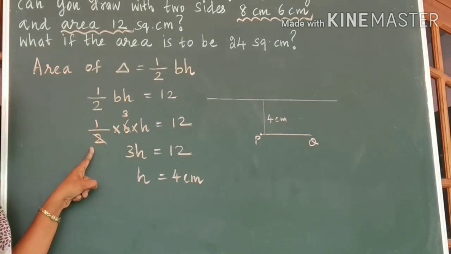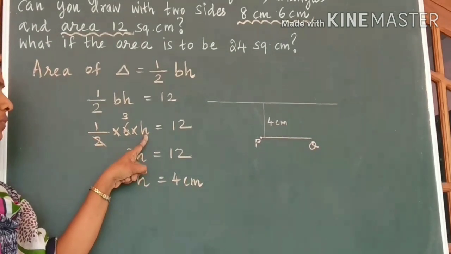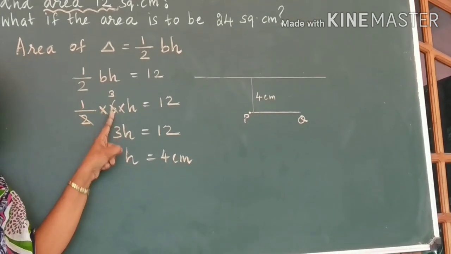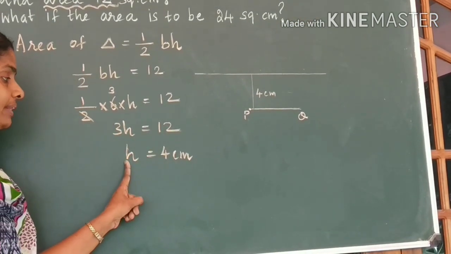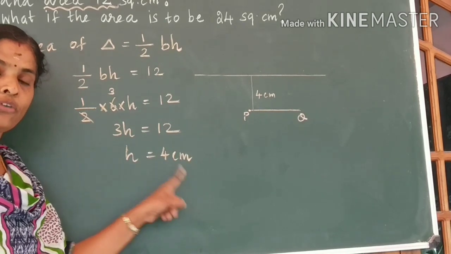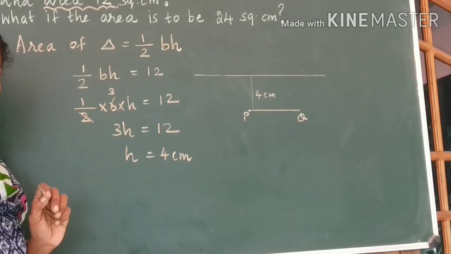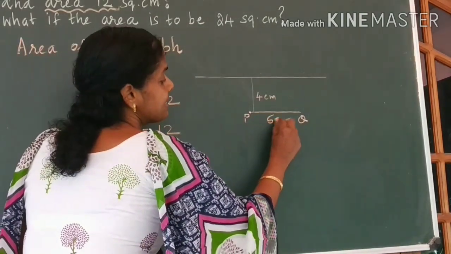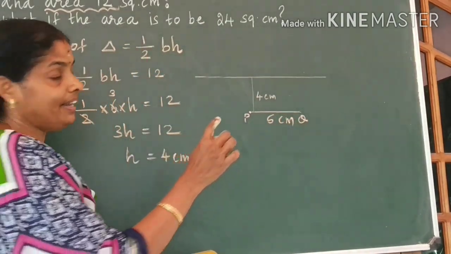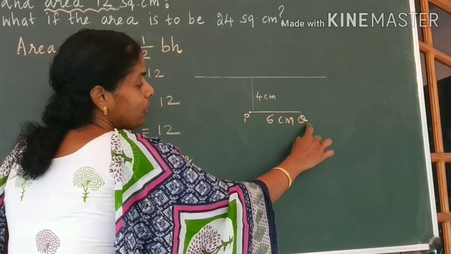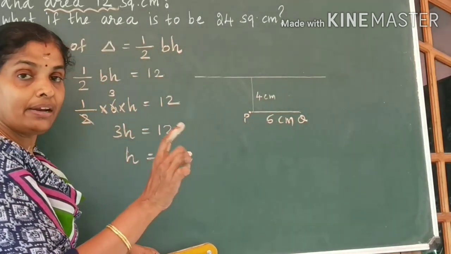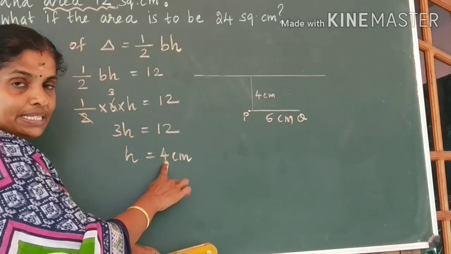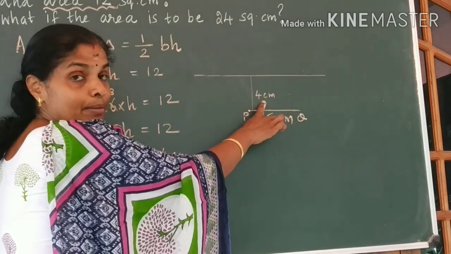So half into 6 into h is equal to 12. 2 cancels with 6. 3h is equal to 12. Therefore h is equal to 4 centimeter. So our base is going to be 6 centimeter. I have drawn the figure here. I have drawn PQ, which is 6 centimeter. Draw the perpendicular, which is height, 4 centimeter.